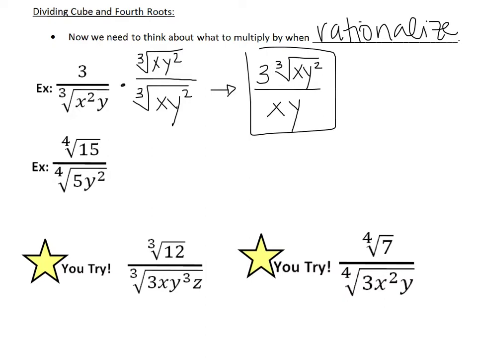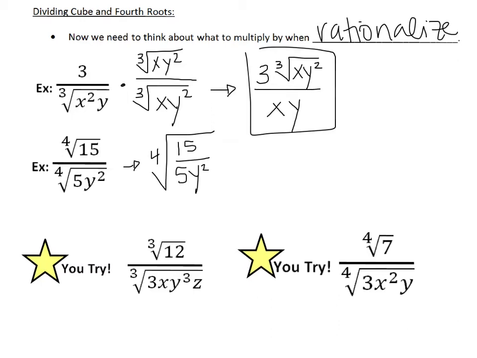Look at my second example. If you can simplify before you start to rationalize, that's always a good idea. So I see that in my numerator, I have the fourth root of 15, and in my denominator, I have the fourth root of 5y squared. If I rewrote this as one whole radical, it would be the fourth root of 15 divided by 5y squared.